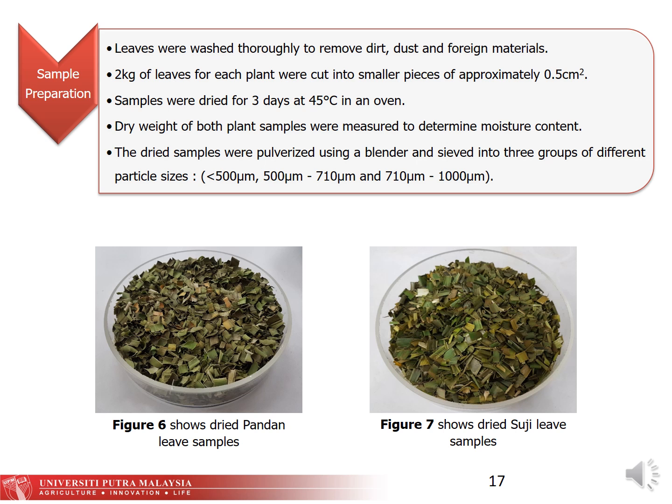Next, for the sample preparation, leaves were washed thoroughly to remove dirt, dust and foreign materials. 2 kg of leaves for each plant were cut into smaller pieces of approximately 0.5 cm squared. Samples were dried for 3 days at 45 degrees Celsius in an oven. Dry weight of both plant samples were measured to determine the moisture content of the samples. The dried samples were pulverized using a blender and sieved into 3 groups of different particle sizes.